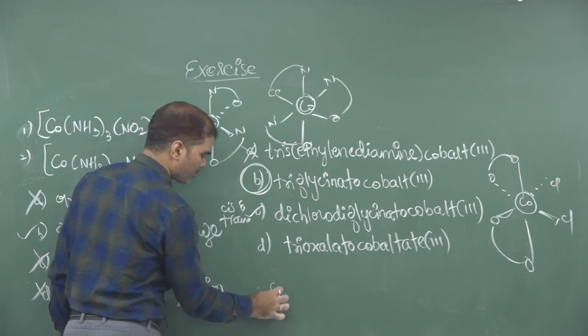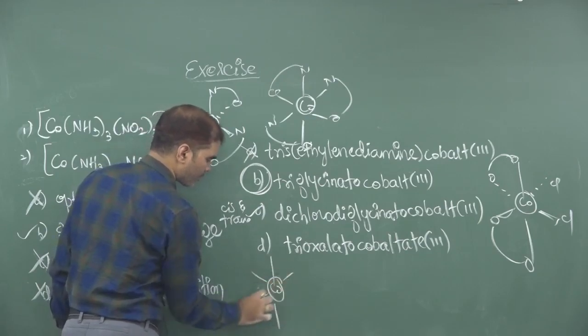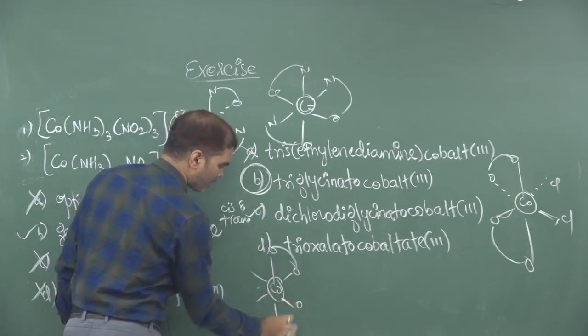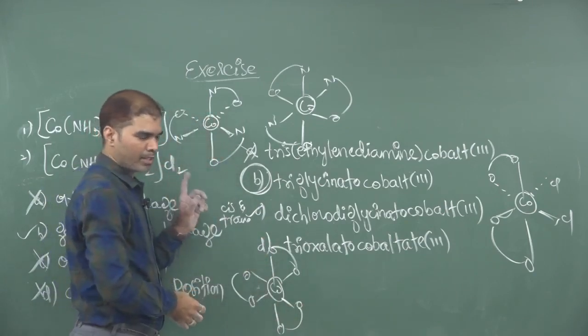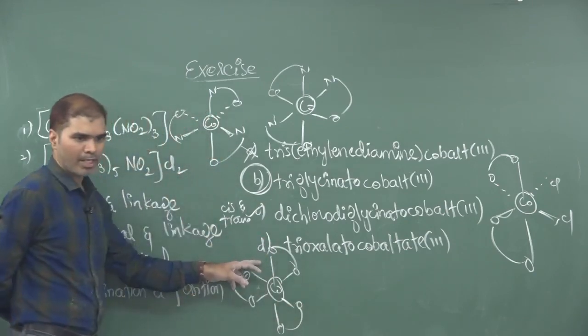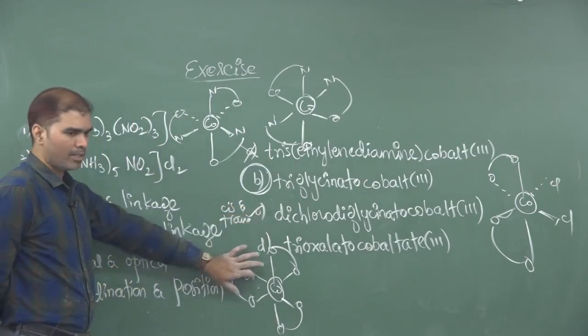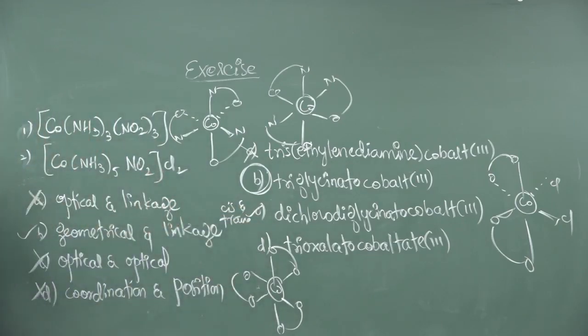Trioxalato cobaltate, it is just like trisethylenediamine cobaltate. So it can exist as optical isomer, but not as facial and meridional. Okay. I think we'll close with this. We have some more questions, but it will take another half hour.